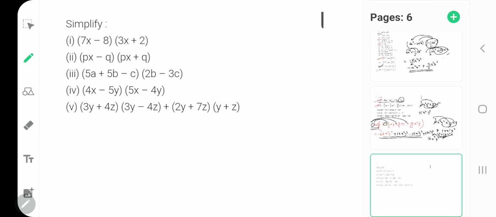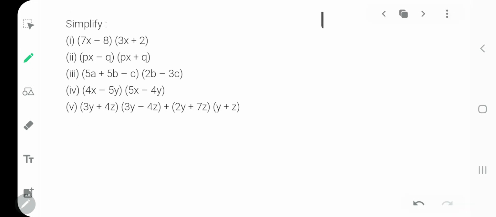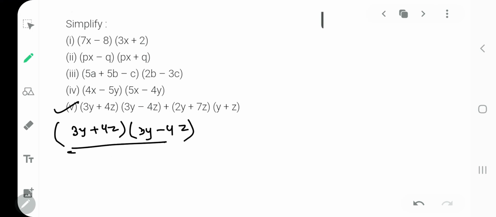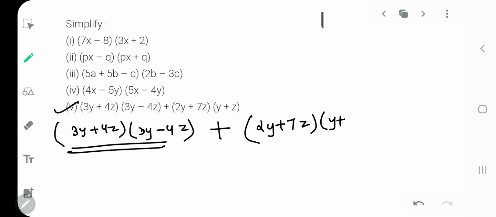Next we have simplification, where we are given 2 brackets. I will solve directly your fifth problem. You have 3y plus 4z in one bracket. In the other bracket you have 3y minus 4z. First you have to solve this. Further your problem is 2y plus 7z with y plus z.